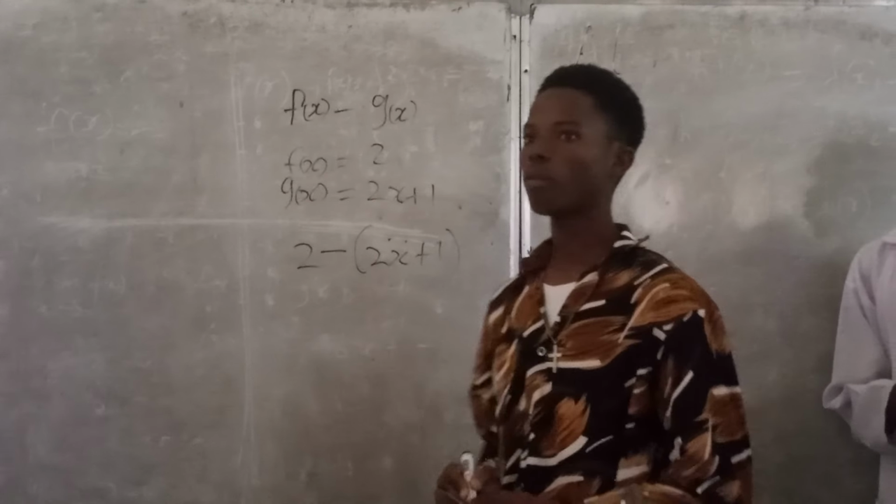You must not put brackets. All that you have is that the negative sign is affecting everything that has to do with G of x. Is that what you're saying? Yes, sir. Okay, continue. So, in the sense that this minus sign is affecting these things.